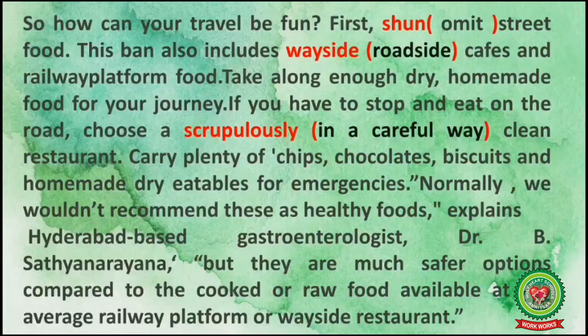In this paragraph, students, the writer tells us what kind of food we should take while on a journey. He advises us to keep away from the street food, including food from the roadside cafes and railway platforms. He advises us to carry homemade food or chips, chocolates and biscuits which are not so healthy but better than the street food. If a traveler has to stop and eat on the way, he should carefully choose a clean restaurant.